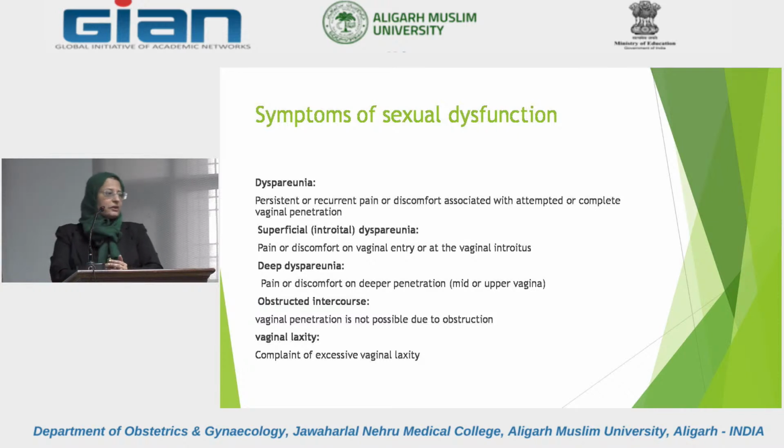One is pelvic inflammatory disease and endometriosis. These are the two common ones. Or maybe a UTI sometimes; ongoing chronic UTI can cause bladder pain and dyspareunia. Obstructed intercourse: vaginal penetration is not possible due to obstruction because of, as we discussed yesterday, congenital anomalies, septum or various types of problems, or very, very tight suturing after forceps delivery. When everything is edematous, you suture it so tight, it looks good at that time, but later on it can cause problems. Vaginal laxity: complaint of excessive vaginal laxity.